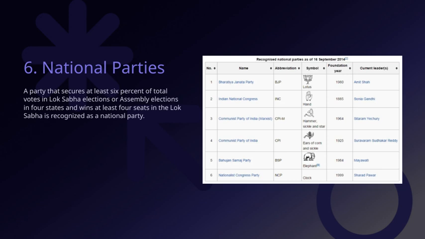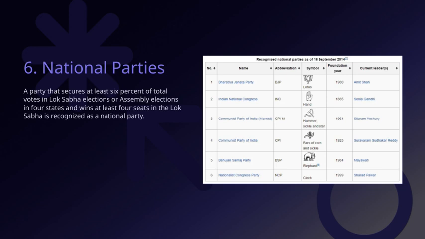In addition to that, the party must win at least 4 seats in the Lok Sabha elections. Winning these seats demonstrates that the party is not just popular in terms of votes, but also has a tangible presence in parliament. So these criteria, percentage of votes and number of seats, are the main benchmarks used to recognize a party as a national entity.